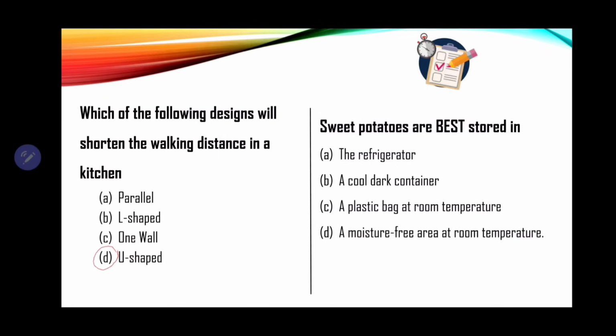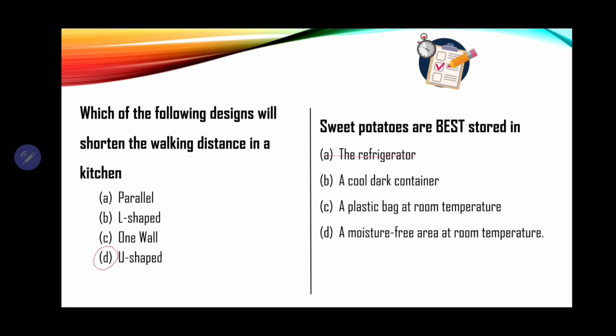Next question. Sweet potatoes are best stored in A. The refrigerator, B. A cool, dark container, C. A plastic bag at room temperature, and D. A moisture-free area at room temperature. Now, some of these answers are close, right? But let us use the process of elimination. So it's not in the refrigerator, because that will affect the starch in the potato, and after a while it gives it a not so pleasant taste, right?